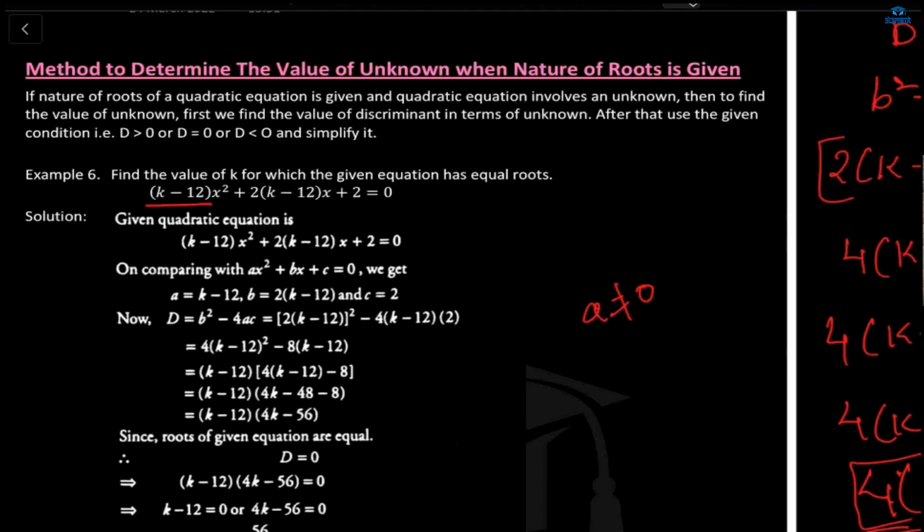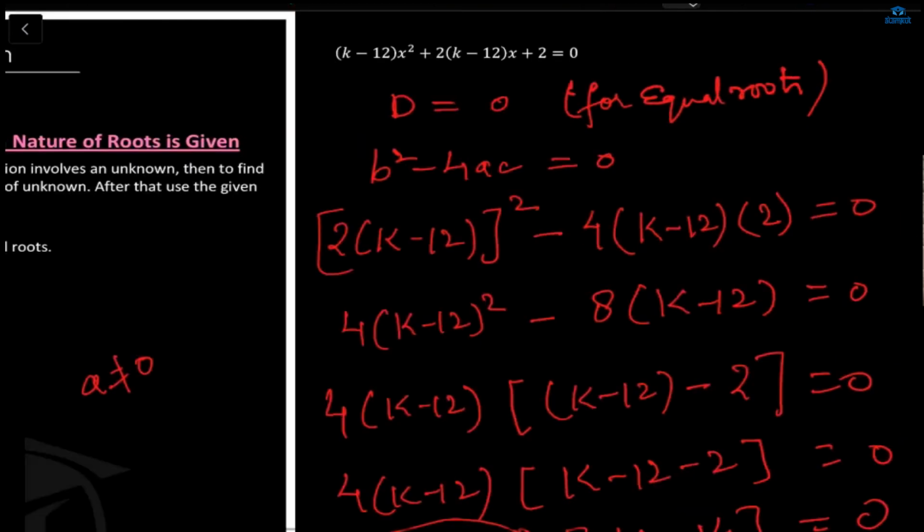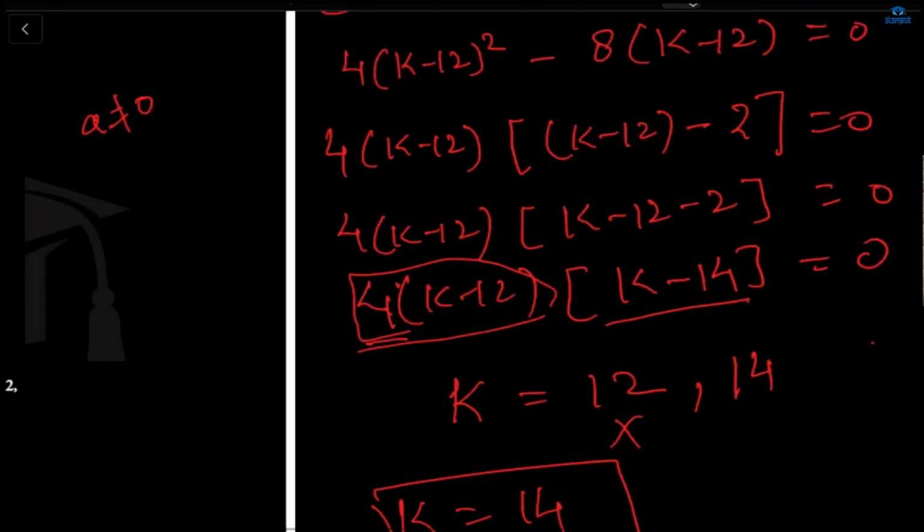Okay, so it was given to us that the roots were equal for this particular equation. So roots are equal means the value of discriminant is equal to 0. Okay, so what is the value of discriminant? b square minus 4ac. So we have put all the values in b square minus 4ac. We have compared it to 0, and after solving this, we get the value of k as 12 and 14.